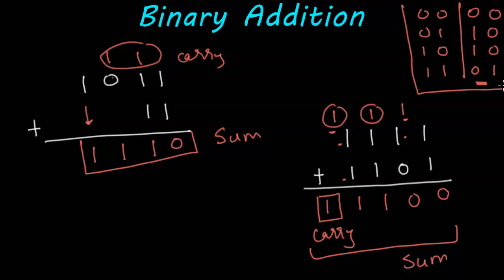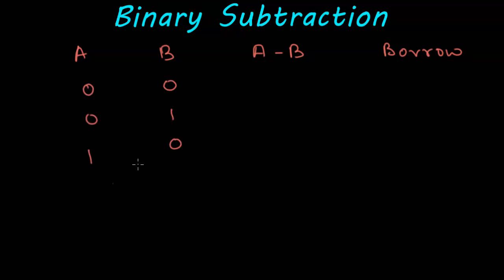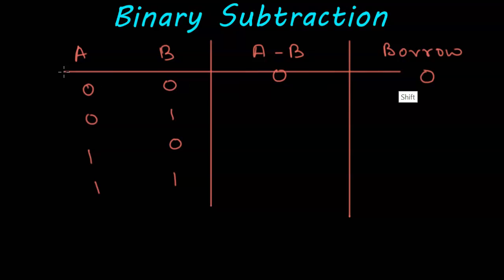Let's move forward to the subtraction of the binary numbers. So for the subtraction of the binary numbers, we have to understand again its truth table and how the subtraction works. So we have A, B, A minus B and the borrow. So let's have four combinations: 0, 0, 0, 1, 1, 0 and 1, 1. Now when it's 0, 0, we have 0 and the borrow is again 0.